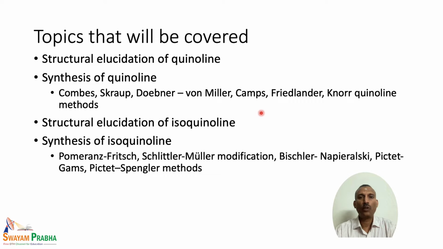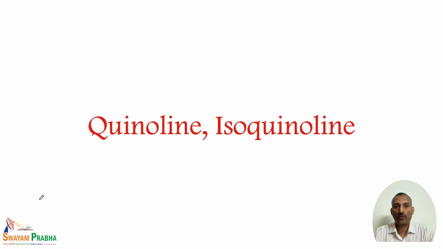Then we will move on to study structural elucidation of isoquinoline. Here we will also study various synthetic methods by which isoquinoline can be made. Some of the methods include the Pomeranz-Fritsch method, Schlittler-Muller modification, Bischler-Napieralski reaction, Pictet-Gams reaction, and Pictet-Spengler methods. Next we will look at quinolines and isoquinolines.